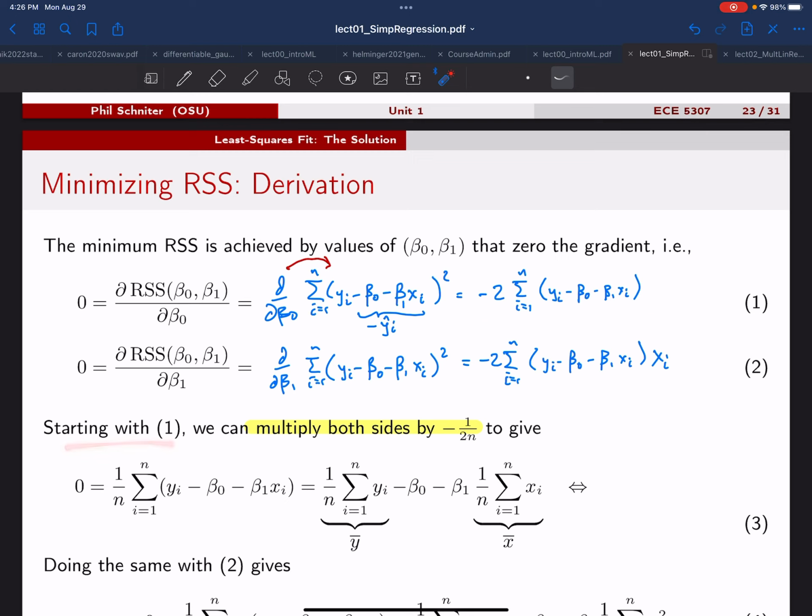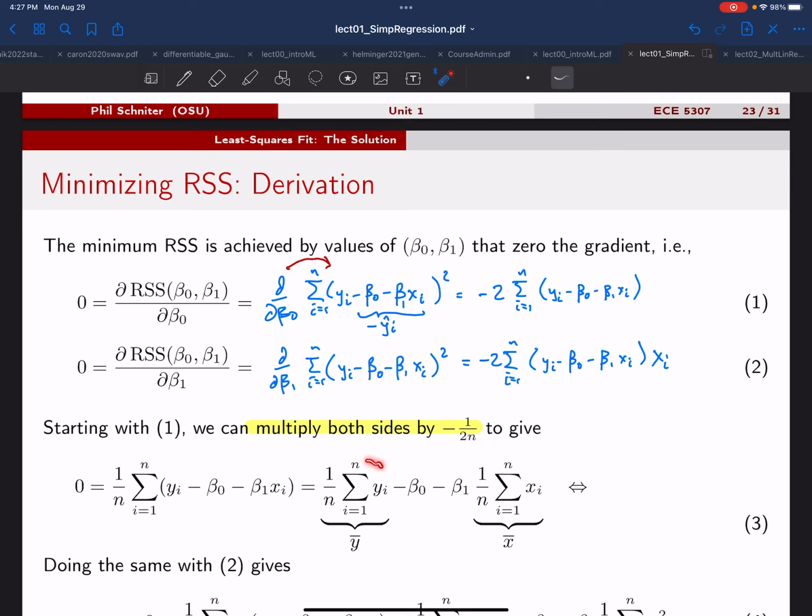Starting with the first one, I multiply the left by minus 1 over 2n. That doesn't change anything. It's a 0. I multiply the right by minus 1 over 2n. That changes this to 1 over n. So we have this term. Now, let's expand this out. We can apply this averaging to yi, to minus beta 0, and to minus beta 1 xi.